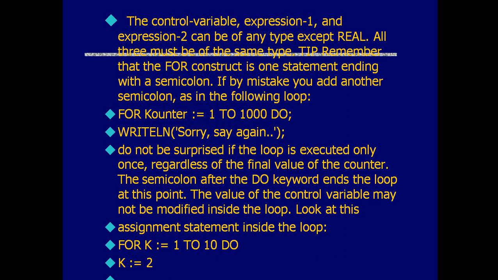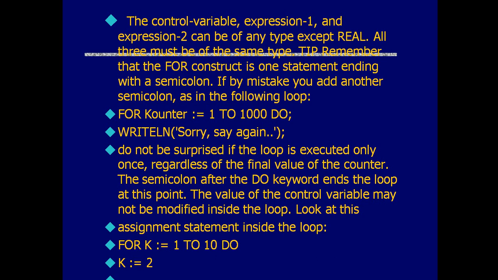TIP. Remember that the for construct is one statement ending with a semicolon. If by mistake you add another semicolon, as in the following loop, for counter := 1 to 100 do; writeln('Say again'); don't be surprised if the loop is executed only once, regardless of the final value of the counter. The semicolon after the do keyword ends the loop at this point.